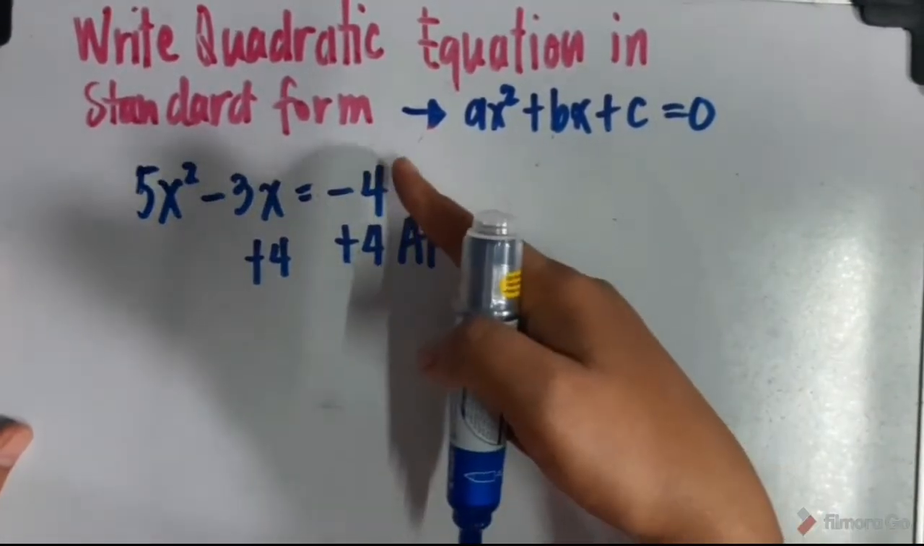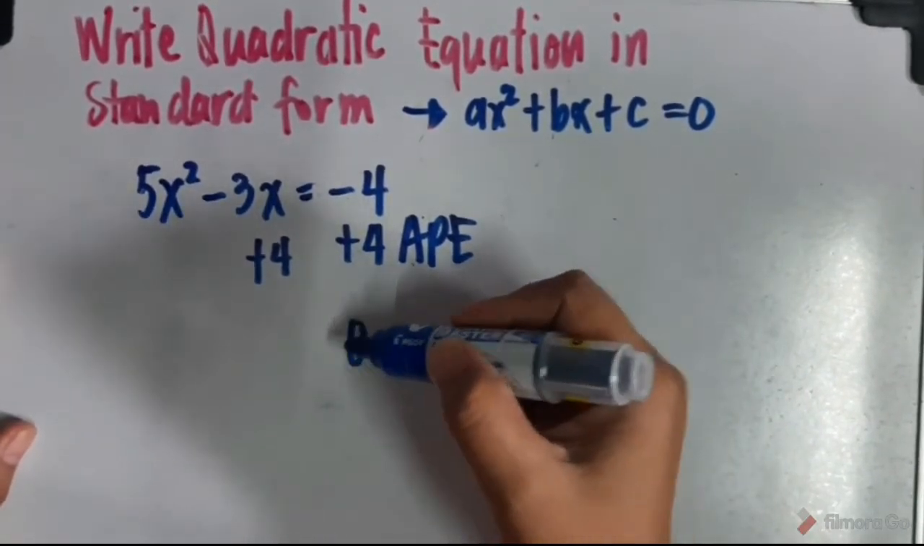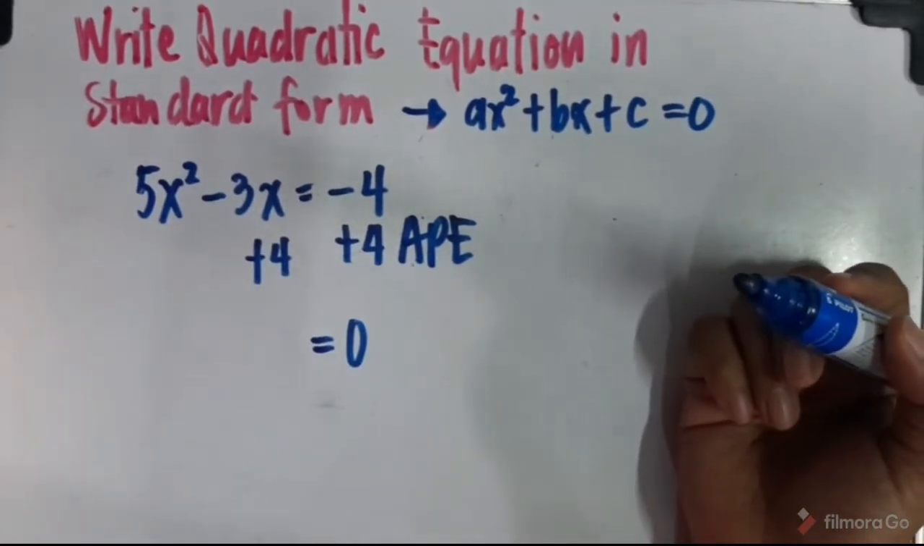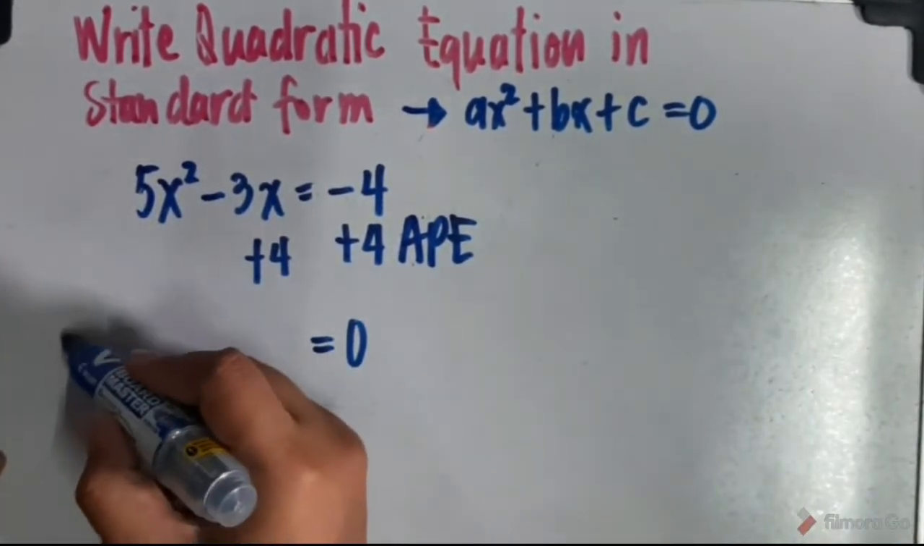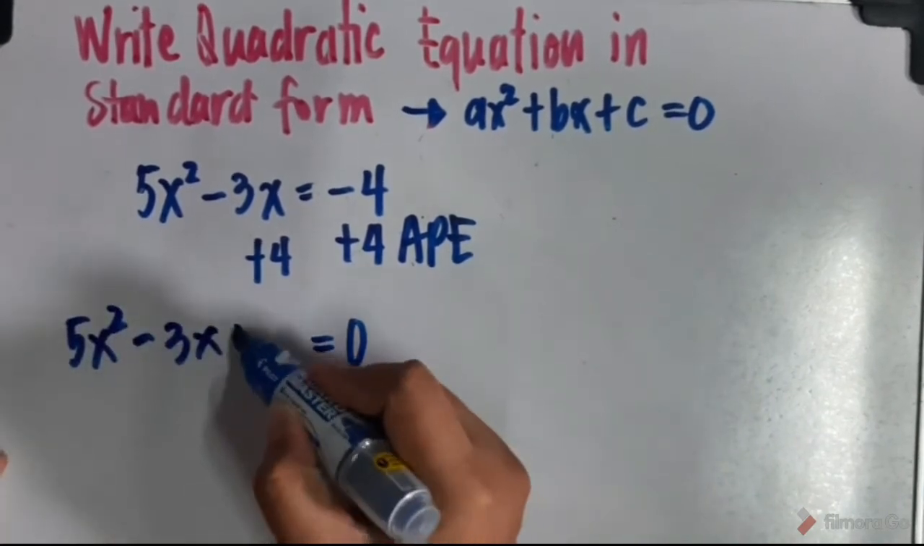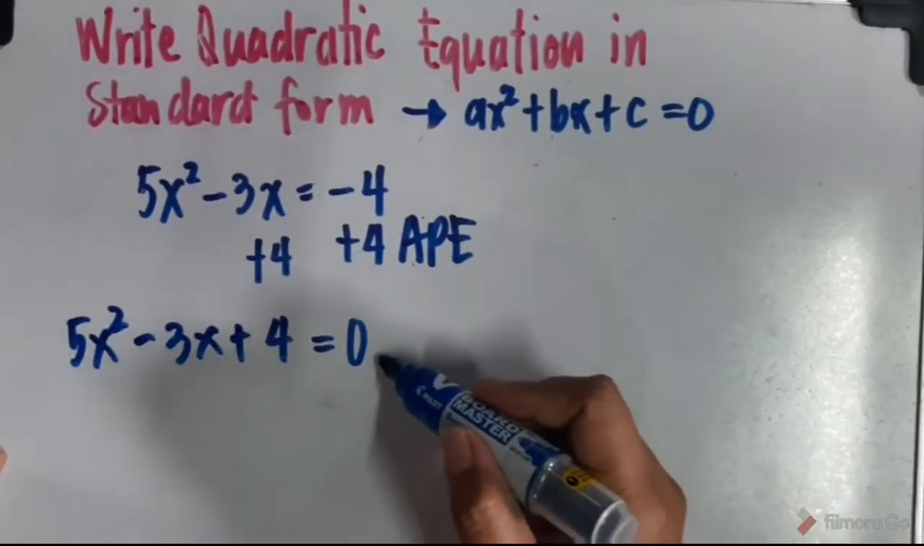So, now we have negative 4 plus 4 is equal to 0. And then we rewrite the left-hand side as 5x squared minus 3x plus 4. As you see, this is now in standard form.